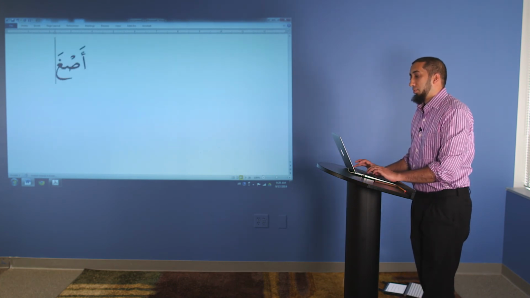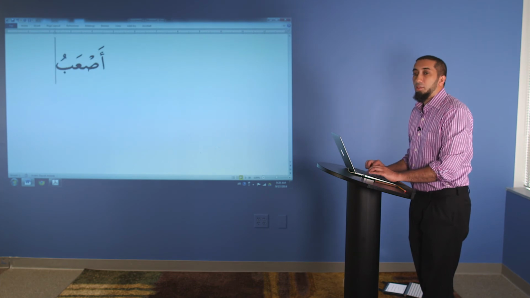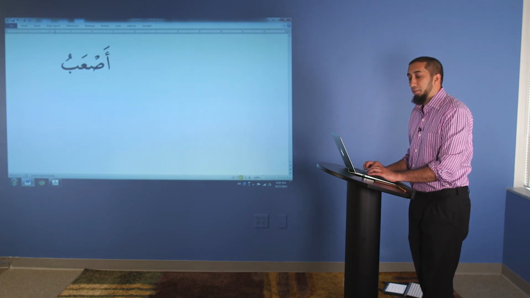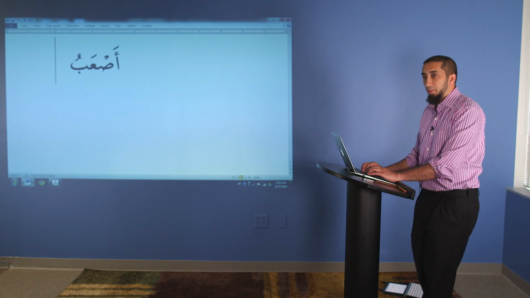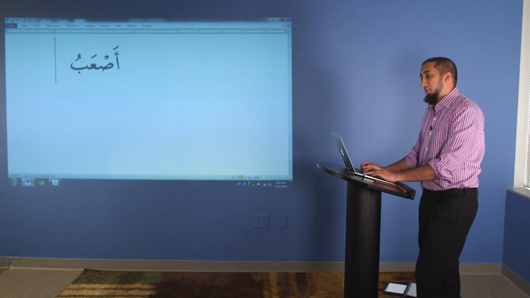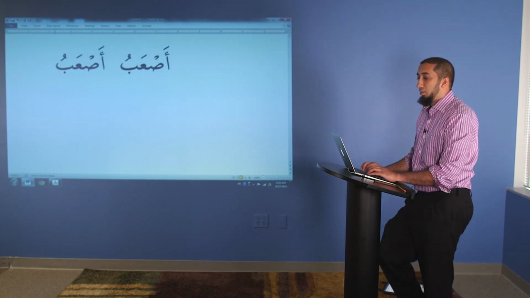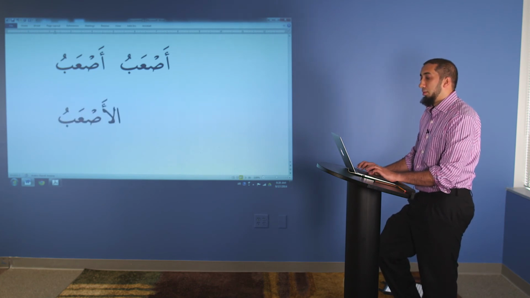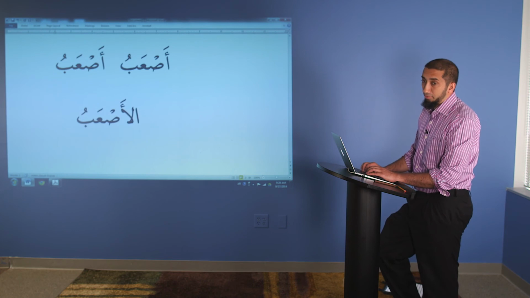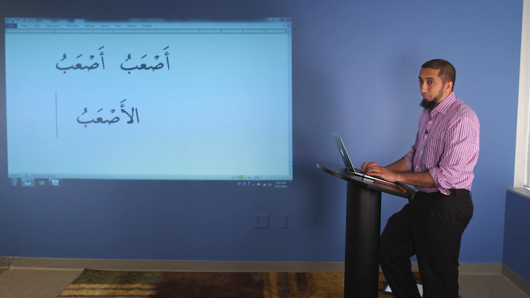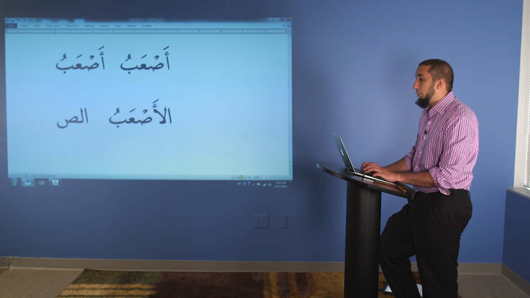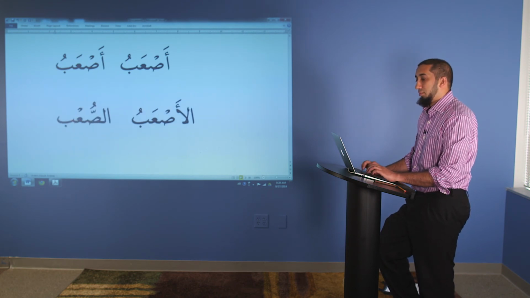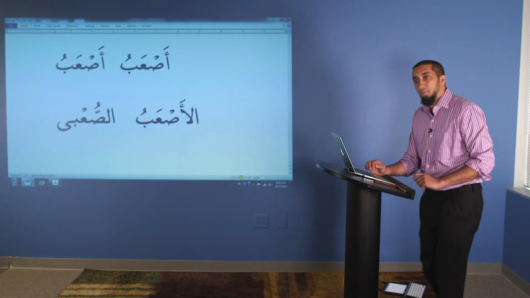أصعب means harder. What's the hardest? Well, first of all, give me the feminine. Let me write the feminine next to it. صعبة. Very good. The superlative: الأصعب, al-as'ab. The superlative feminine: الصعبة. Good. As-su'ba. Okay. You get the idea?